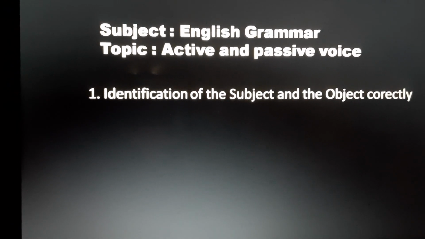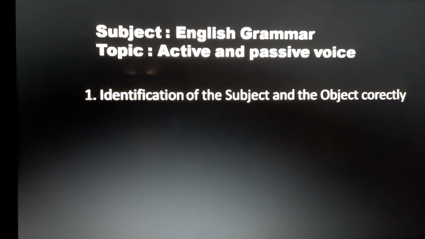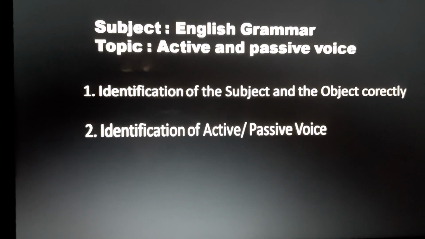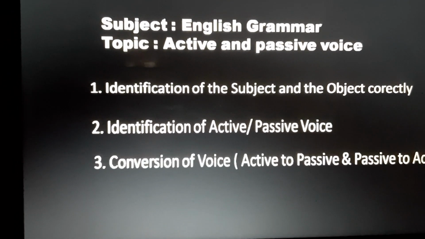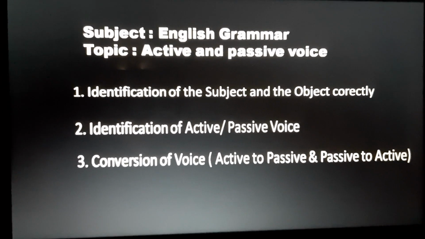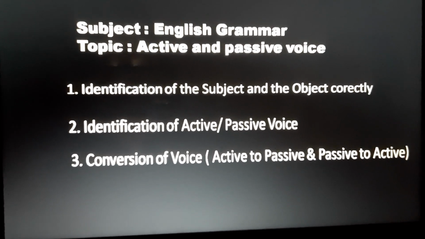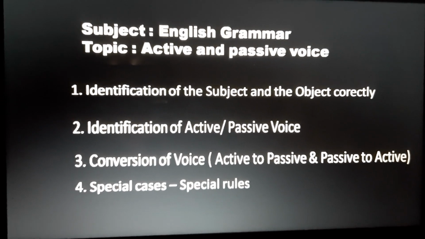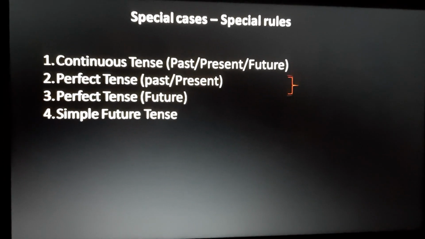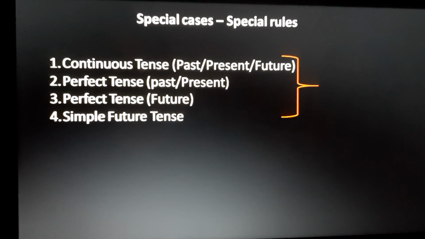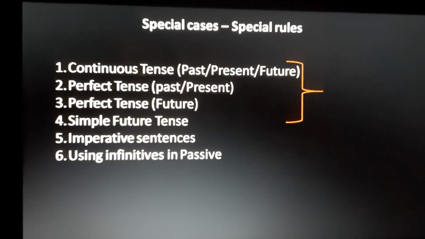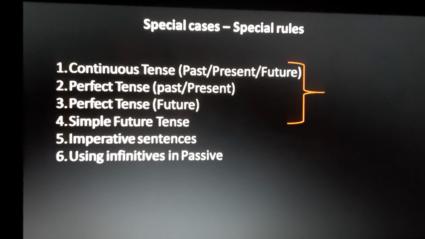In the first part, we studied how to identify the subject and the verb correctly. In the second part, we learned the identification of active and passive voice. In the third part, we saw how to convert active to passive and passive to active. In the fourth part, we learned some special cases and special rules. In those special cases, we have already seen these four topics. In this video, we will see imperative sentences. In the next video, we will see using infinitives in passive.